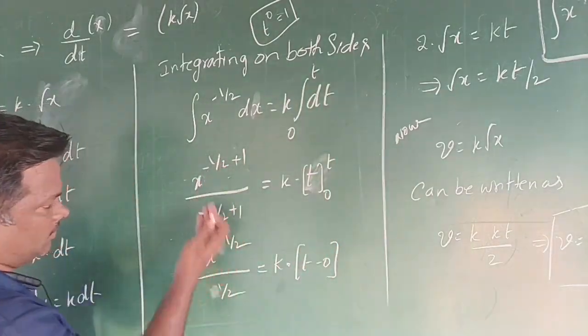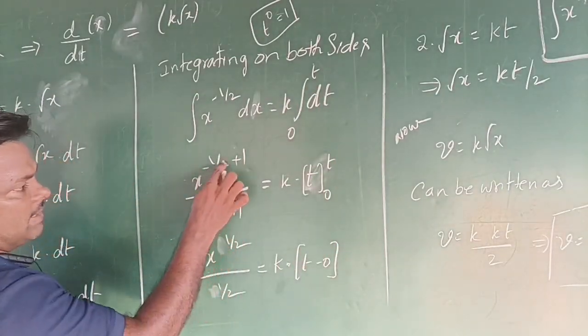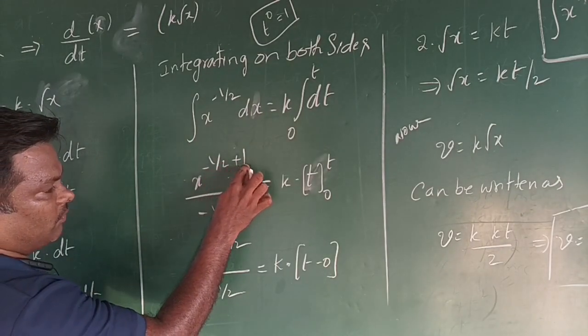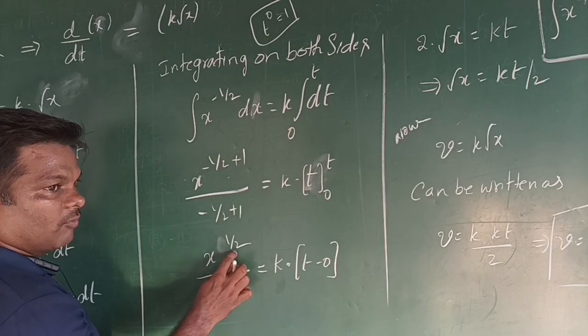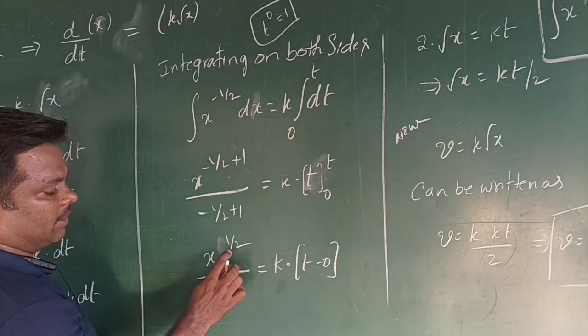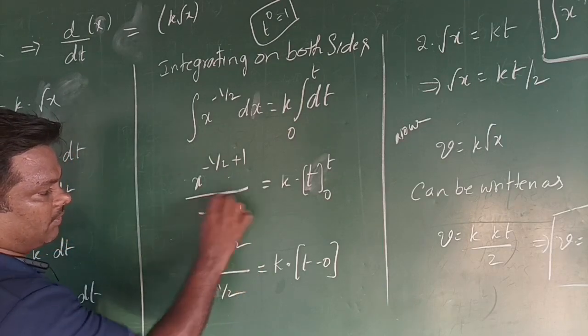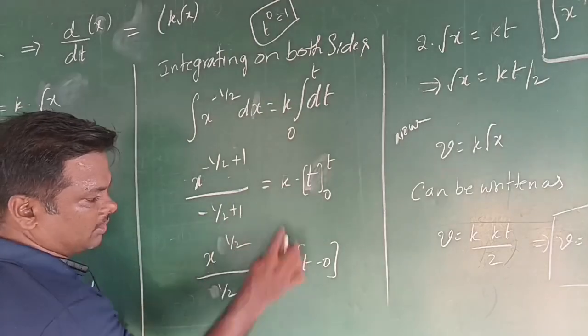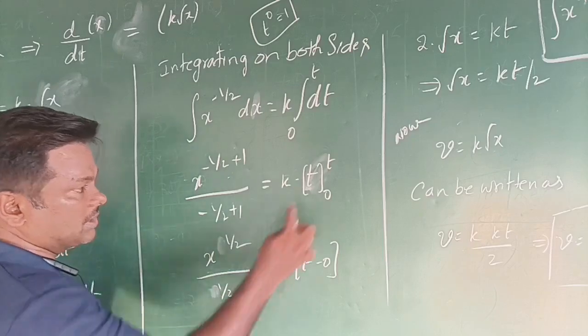Come on to the next step here. Minus 1 by 2 plus 1. You need to add 1 to minus 1 by 2, and again you will get 1 by 2. So x to the power of 1 by 2 divided by minus 1 by 2 plus 1, which is 1 by 2 only. That is equal to k times, here how to proceed?